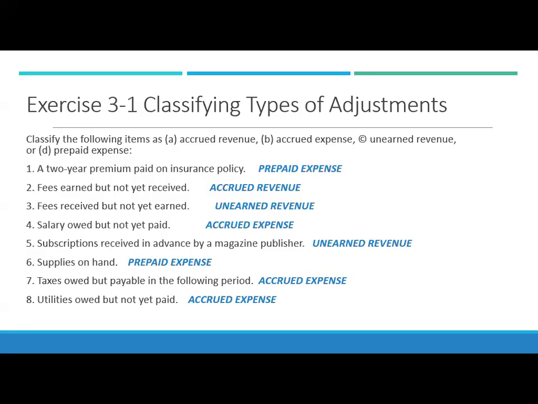Taxes owed but payable in the following period are accrued expense, and utilities owed but not yet paid are also an accrued expense. And so these are just the types of journal entries that occur, but every single one of them affects either a revenue or an expense and an asset or a liability. They're all adjusting our revenues and expenses to make sure that we are in line with the accrual basis of accounting.